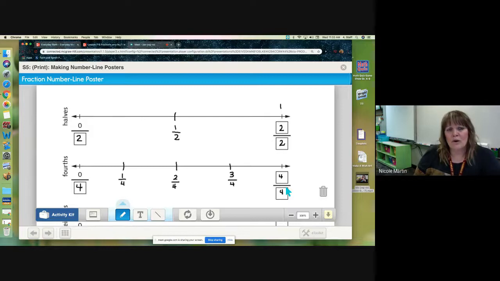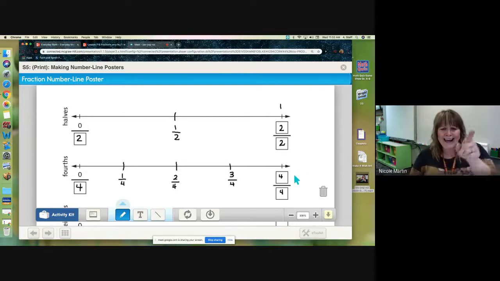So who knows what would be the same as 1 half when we're talking about fourths? Anyone? Anyone? Parker? Yeah, Parker, you got it. 2 fourths is the same as 1 half.